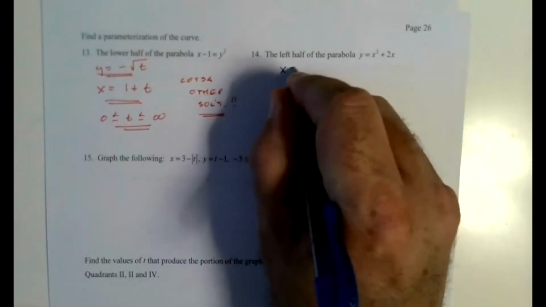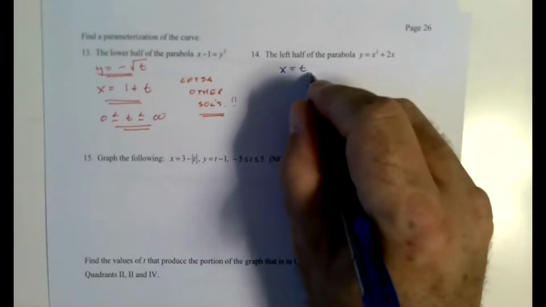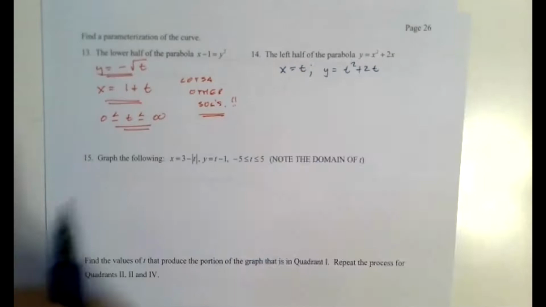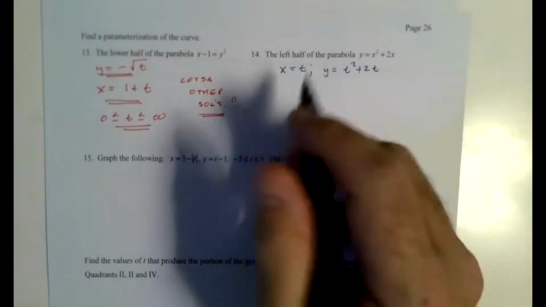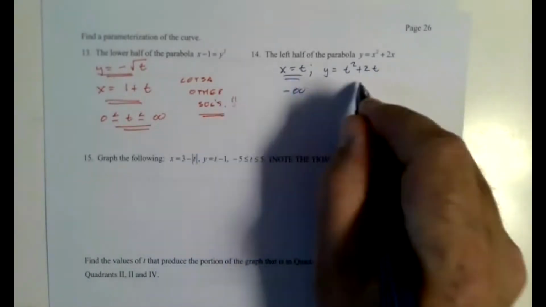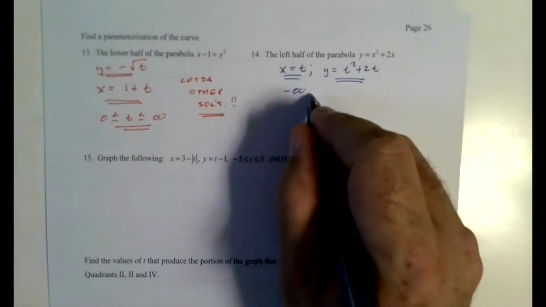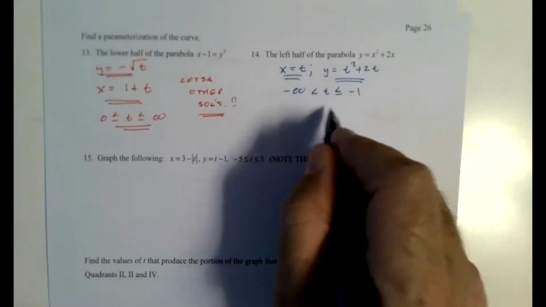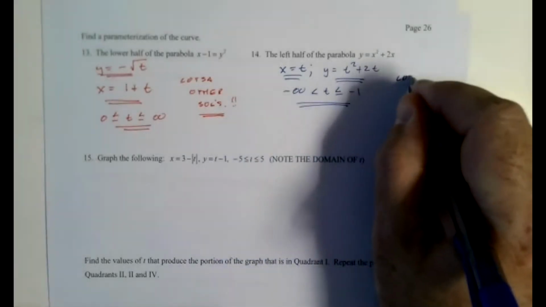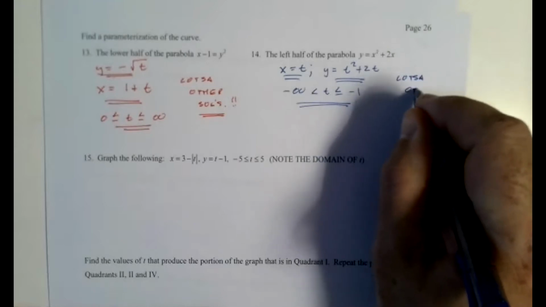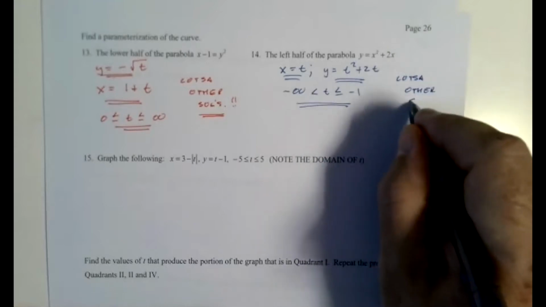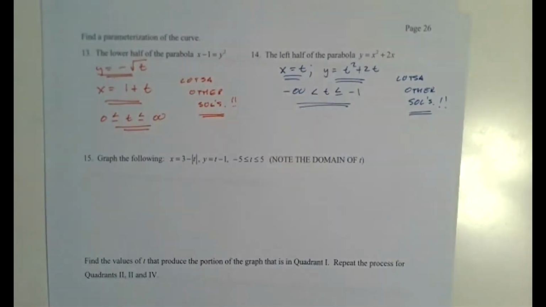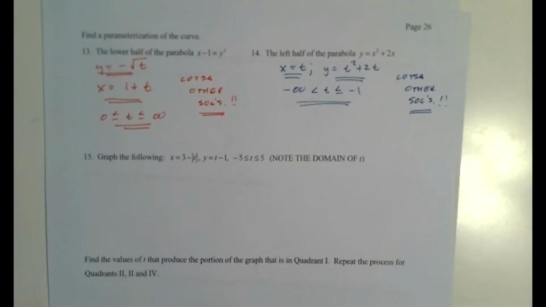So here we go. There's a little more typical. X equals t. Therefore, y equals t squared plus 2t. Sure, what the hell, why not? And then I want the left half, so I play with this a little bit. Negative infinity less than t less than or equal to -1. Okay. And of course, as I noted earlier, lots of other solutions, with exclamation points even.